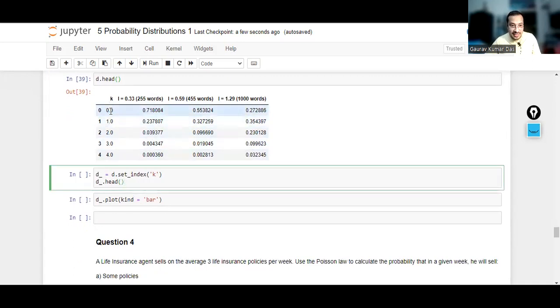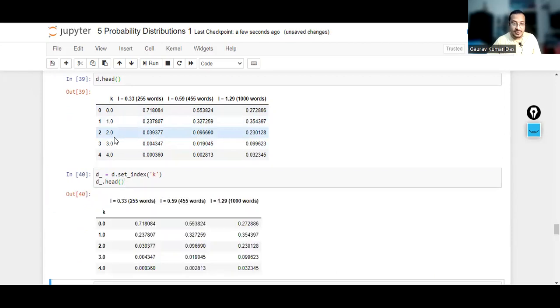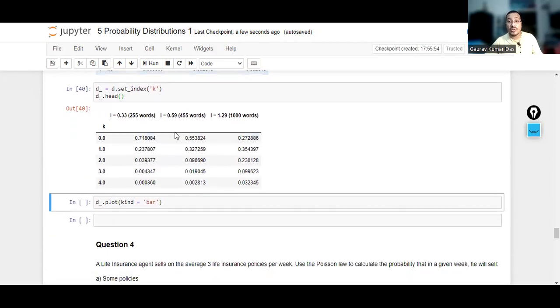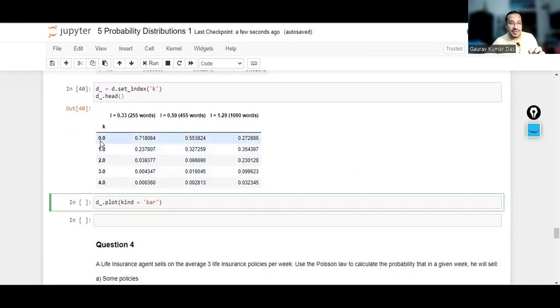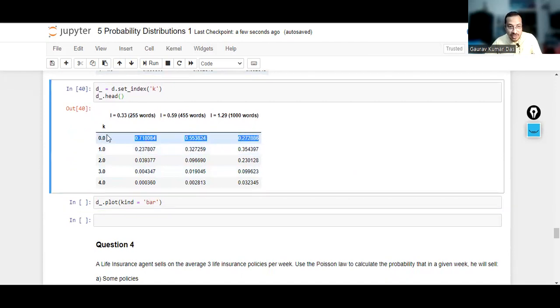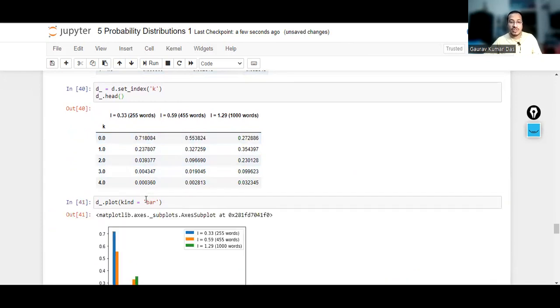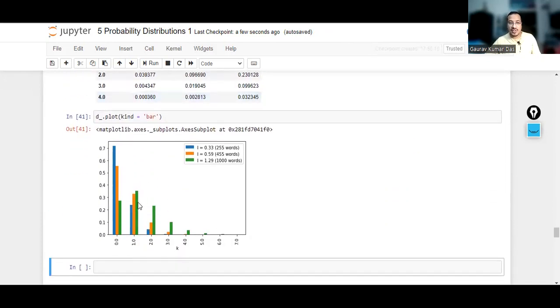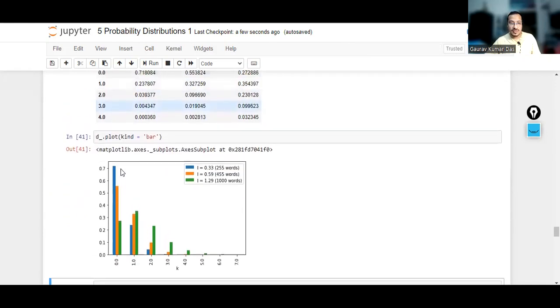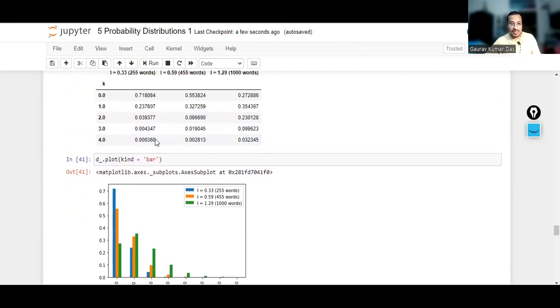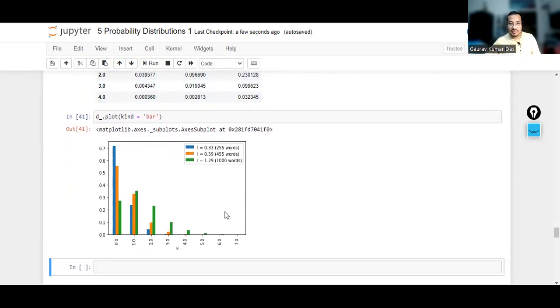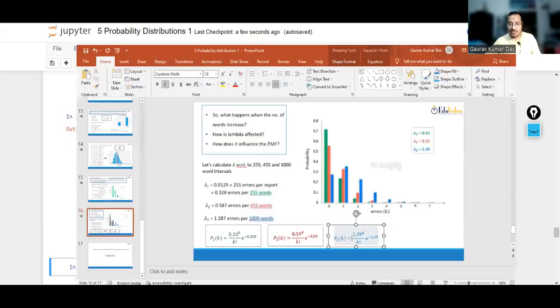Okay. So once I have that, right? So now I'll set this k value as an index for me to draw a group bar plot. Once this becomes an index, now if I do d dot plot kind is equal to bar, what will happen is it will group these three values with respect to 0, and it will draw the bar diagram for each of these respective values of probability. See, with this to 0, 0.7, then this 0.5, then 0.2. Correct? The same graph which we had here.